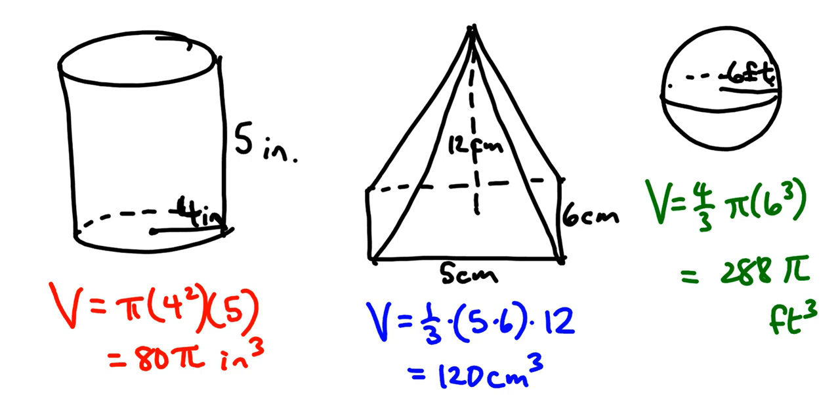Okay, I told you to pause the video because here are the answers. Area of the base times the height, 1/3 area of the base times the height, 4/3 pi r cubed. And we have cubic units, cubic units, cubic units. Those are important to remember.